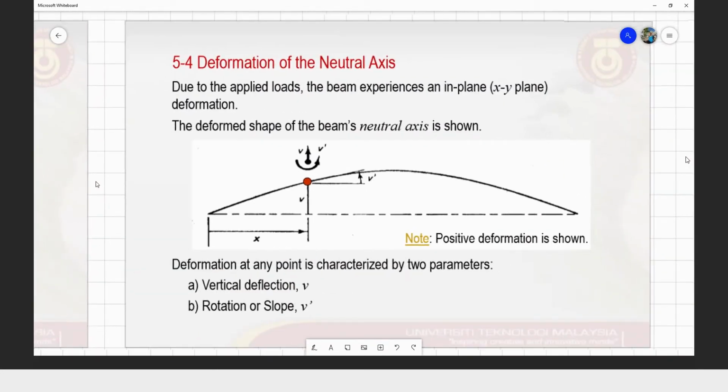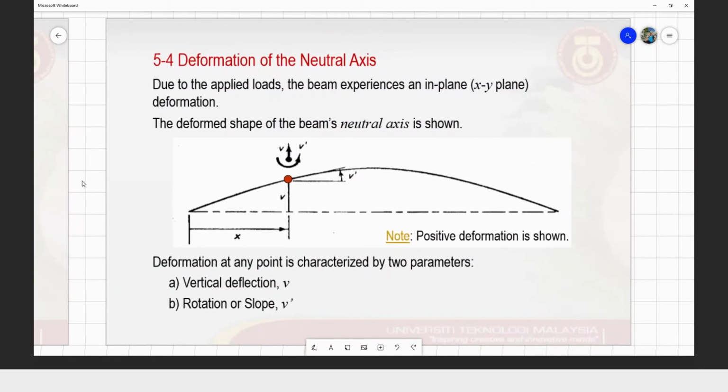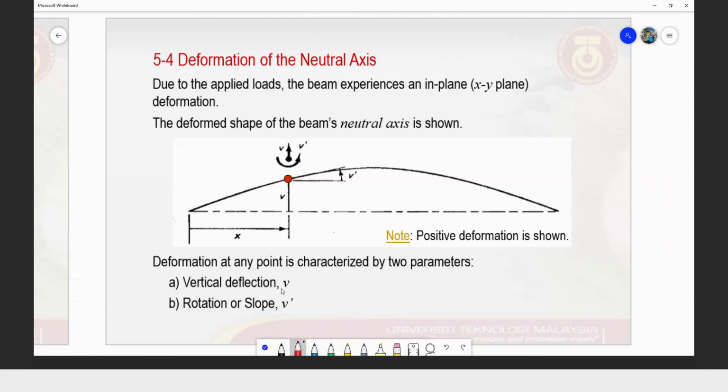Alright. So let's look at the deformations of the neutral axis. So saya baca dulu dan saya cuba explain. Due to applied load, imagine our structure in its initial conditions, dia adalah yang mendatar ni. Okay, yang mendatar ni. So dia ini dalam keadaan dia punya rest.